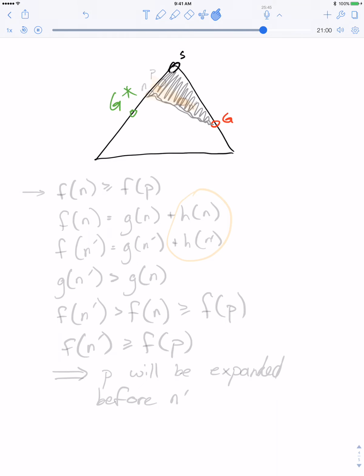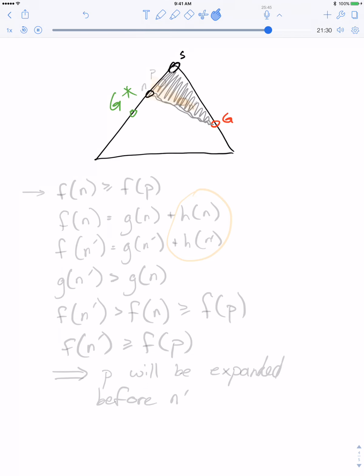We already considered the case where some ancestor n of G is on the fringe. And if that's the case, since consistency implies admissibility, I didn't go over that, but look back at it and convince yourself that any consistent heuristic must also be admissible, then that's going to be okay.